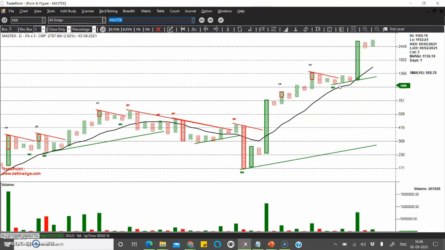Mastek has again come out of this mini bottom, although this anchor column was not the exact mini bottom, but very near the mini bottom. So that's why I've considered it, and the follow through buy has already happened.